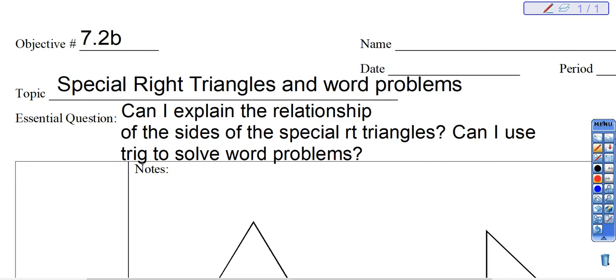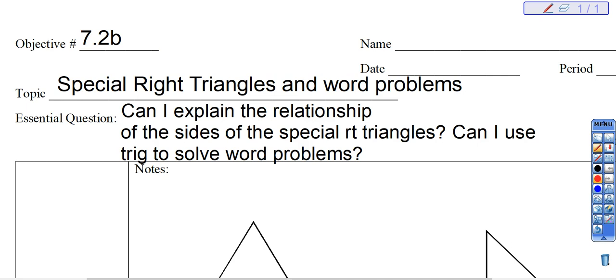Okay, so this is objective 7.2b, and unit 7.2 has many components. I think we'll go to 7.2 E or F, depending on how we break it down. And then that'll be the end of unit 7. The topic for today is the special right triangles and some application of trigs, some word problems.